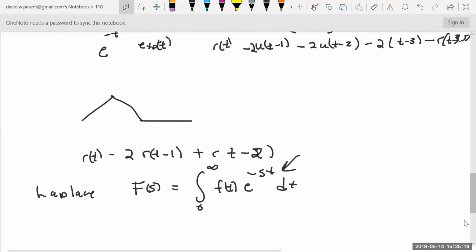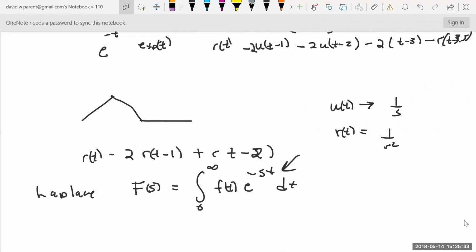So ramps, linears, steps, all that. Hey, it's easy, right? That goes to 1 over s. RT goes over 1 over s squared, and then, and so on. All right, well, that's great.